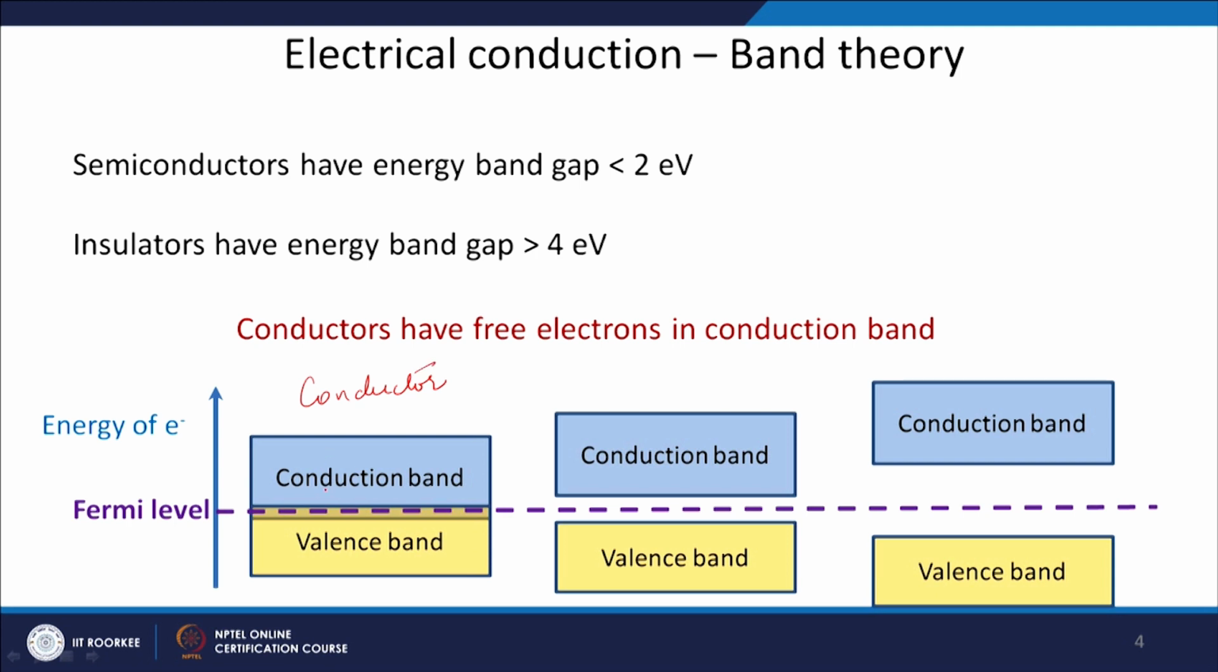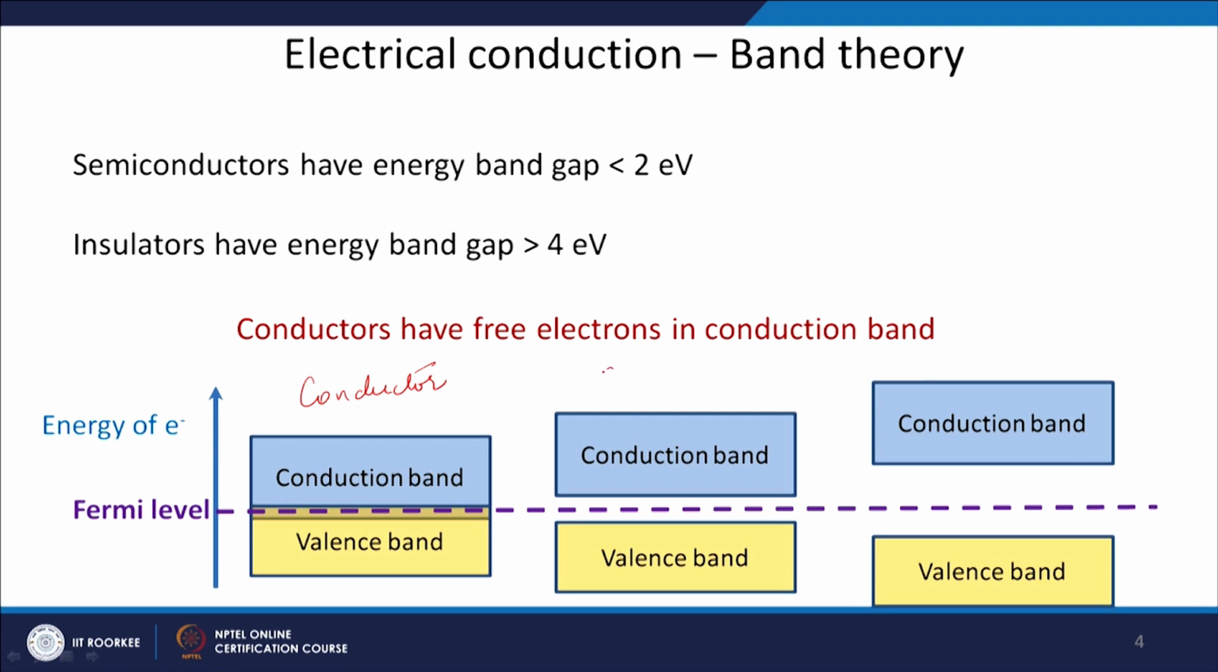For a conductor, the two bands are overlapping each other. So the electrons in the valence band can easily go to the conduction band, and they can carry the charge when an electric field is applied.